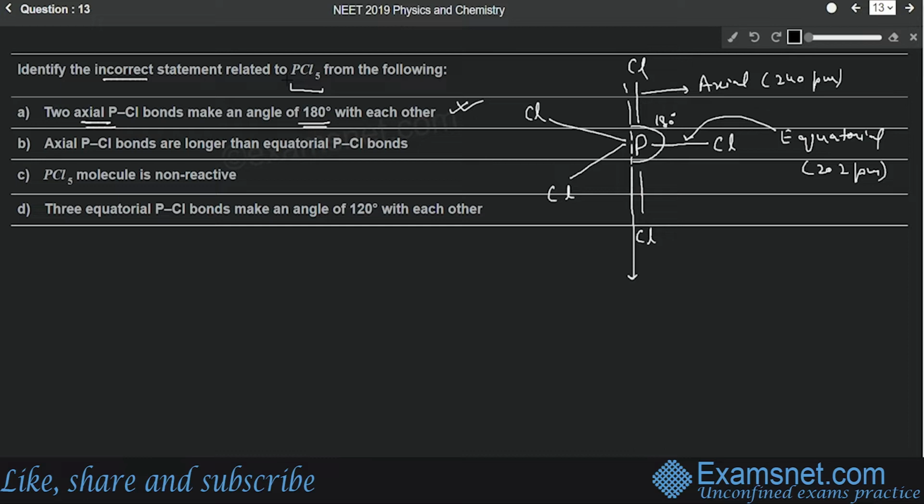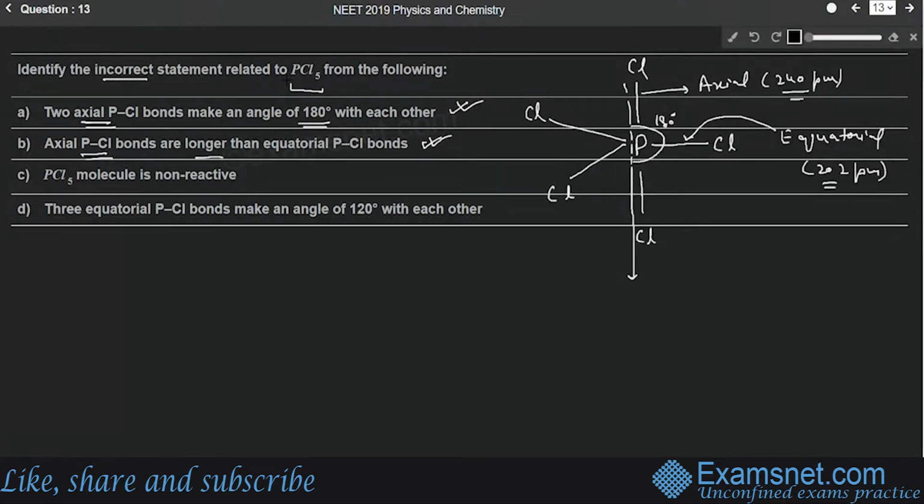Now we come to the second statement. It says that axial PCl bonds are longer than the equatorial PCl bonds. So here we have already seen that the bond length of axial bonds is 240 picometer, whereas that of equatorial is 202. So yes, axial bonds are longer than the equatorial bonds. So this is also a correct statement.